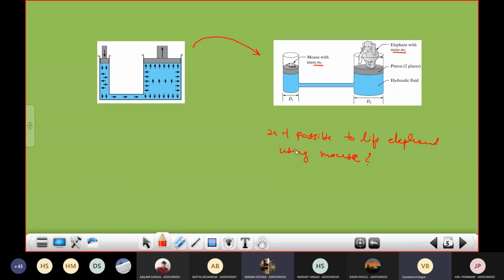Yes, sir, it is possible, if you manage the area. If you appropriately choose these dimensions d1 and d2, it will be possible to lift this elephant using that mouse of mass m1, right? So this you can say is the analogy for Pascal's law. Fine. So once again I repeat, Pascal's law is that the pressure at a point is the same in all directions. Fine. Now can I move ahead?